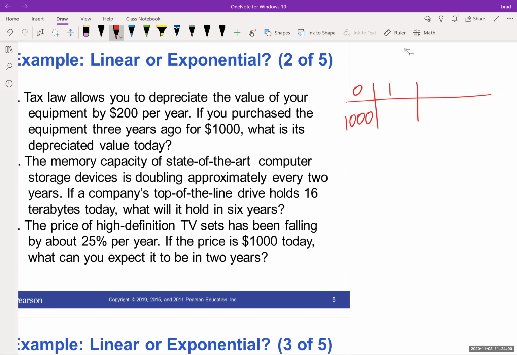So we have to do 1 year, 2 years, 3 years, right? And it says the equipment depreciates by $200. So this tells me that it's getting smaller. So this would be 800, this would be 600, and this would be 400, okay? So we know that it's going to be worth $400 today. And this is linear decay.